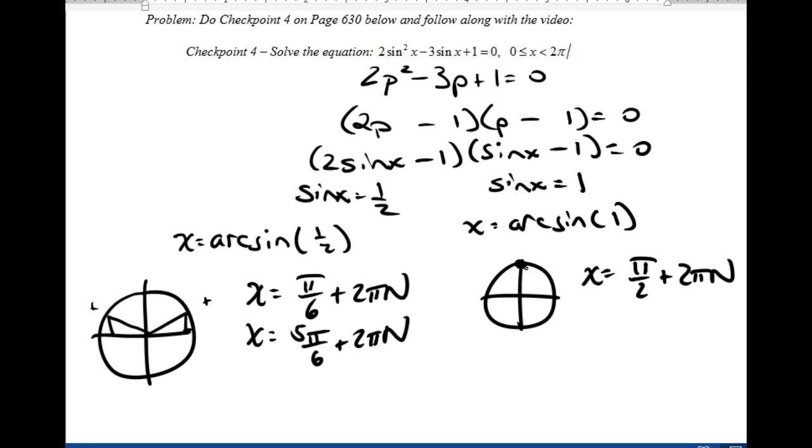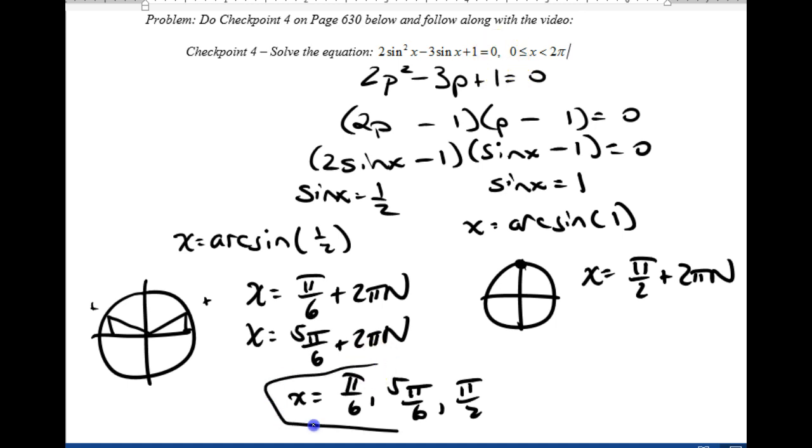Okay, now finally they gave me a domain restriction between 0 and 2 pi, so I only want the answers between 0 and 2 pi, so I can list my answers as pi over 6, 5 pi over 6, and pi over 2. If I added 2 pi to any of those, I'd be outside of my domain. If I subtracted 2 pi from any of those, I'd be outside of my domain. So those are my 3 answers to my quadratic trig equation.